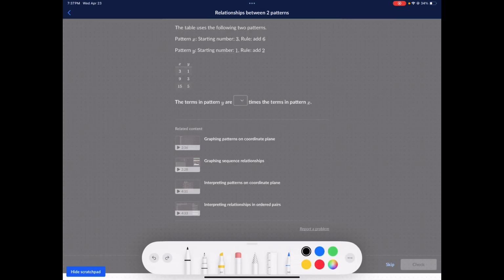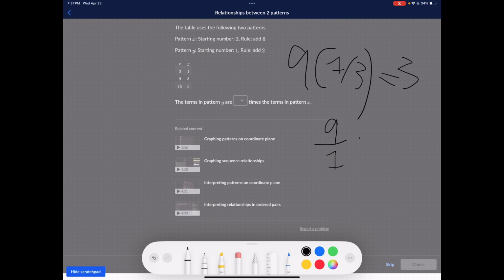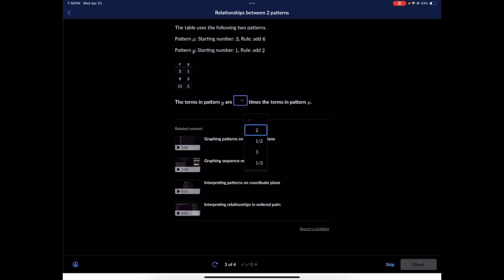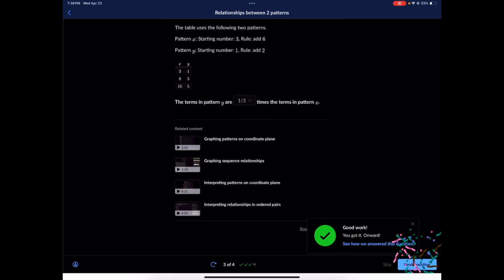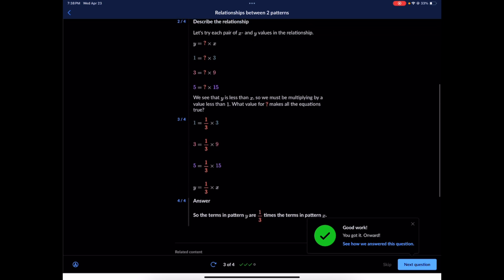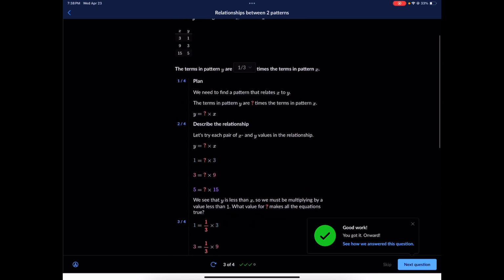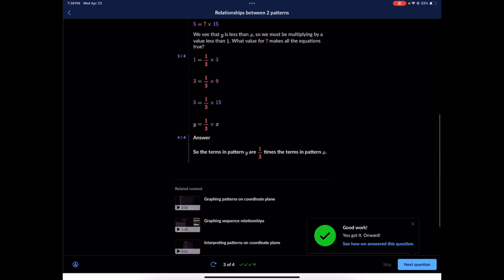Is 9 times 1/3 equal to 3? Well, if we multiply fractions, we get 9 over 1, because remember 9 and 9 over 1 are the same, and then we have 1/3. So we have 9 over 3, 9 divided by 3 is 3. So yeah, hey, how about that? That does match our intended claim. So yeah, that is our answer. And we do multiply. So we do try each pair.